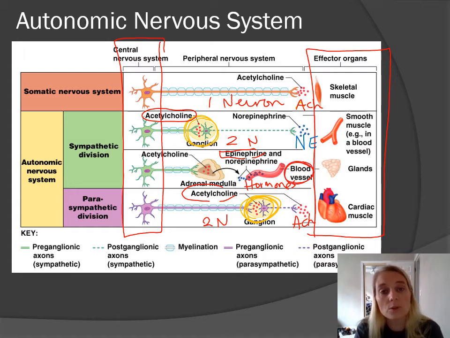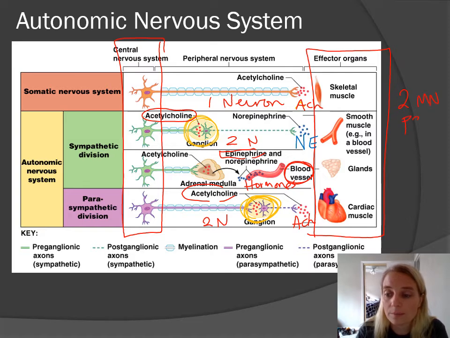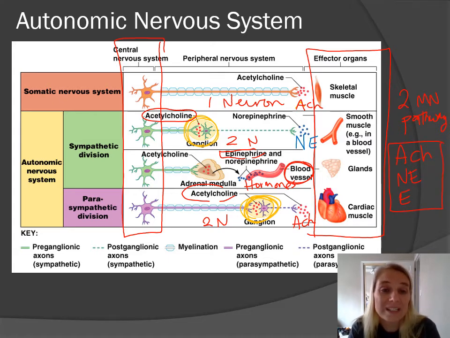Okay. So those are the major anatomical differences between your somatic, which is running your skeletal muscles, and your autonomic. So it is a two motor neuron pathway. And we see a variety of neurotransmitters. We see ACH, norepinephrine, and epinephrine acting as a hormone. So because of these differences, primarily these differences in the signaling molecules, we are going to get some of those different responses.